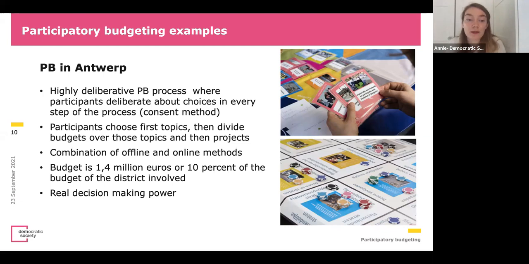So they had a big budget. That was 1.4 million euros, which is 10% of the budget, which is quite big, and that meant it was real decision making power. It was a big budget, mainstreaming, so it's large, and it affected the real decisions.